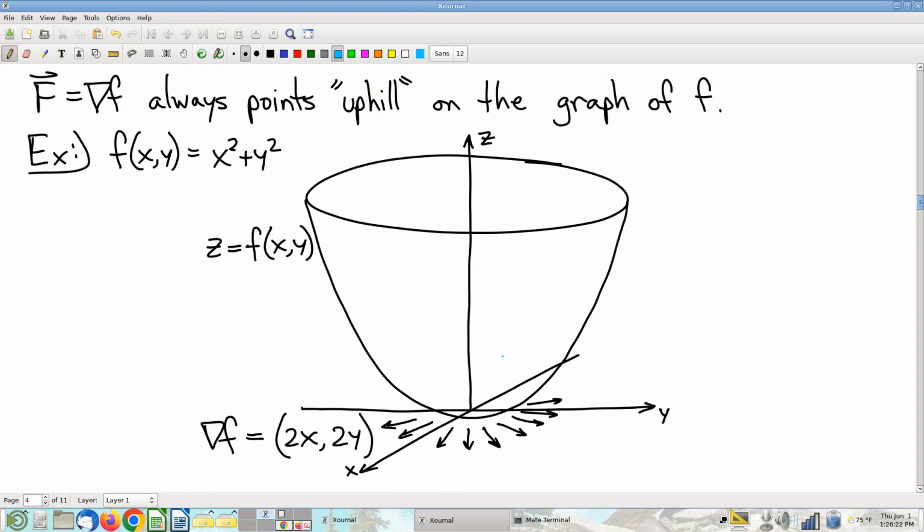Quick reminder, if you draw the graph of a function, let me get back into highlighter mode.